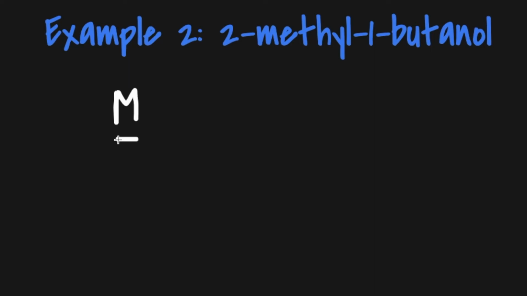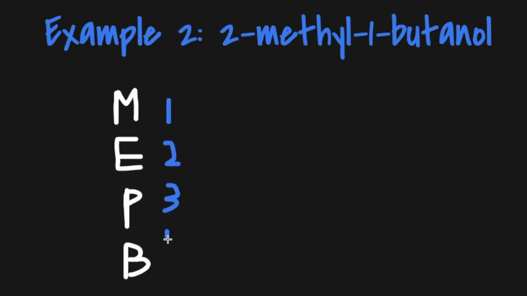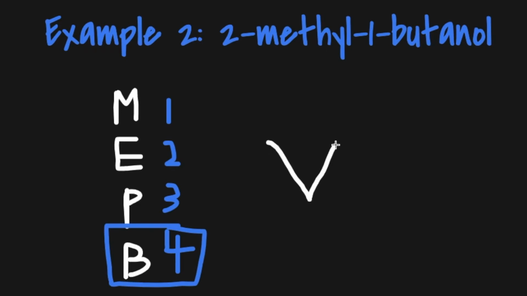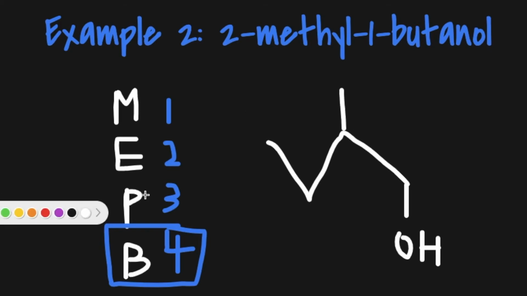Now, I'll be drawing 2-methyl-1-butanol using the same mnemonic device. The device lets us know that there's 4 carbons in the butanol chain. The 1 subscript in front of the butanol indicates that the alcohol is located on the first carbon, and then the 2 in front of the methyl group lets us know that it's located on the second carbon.